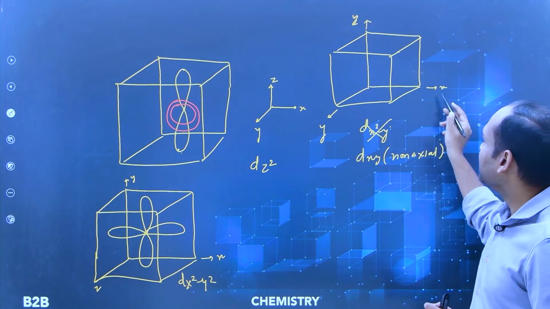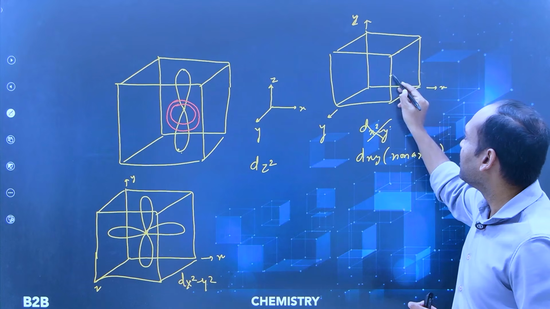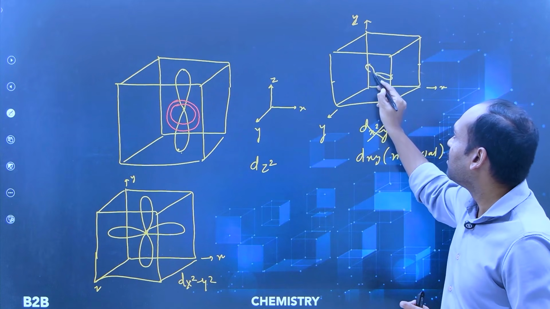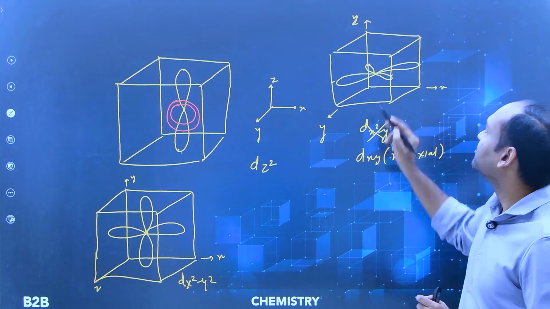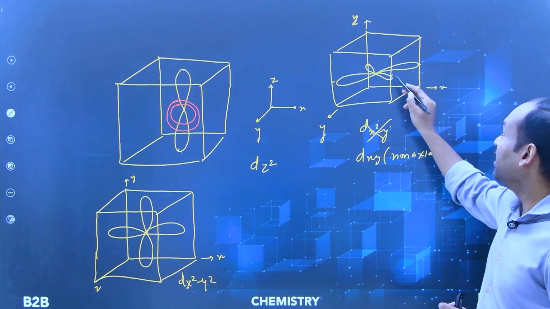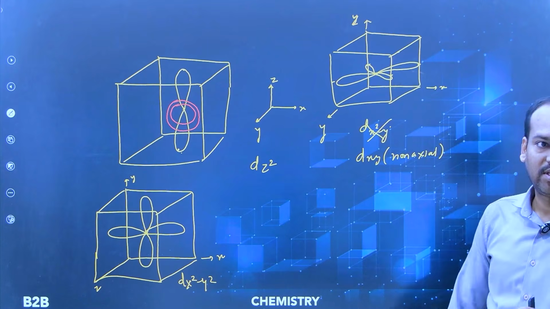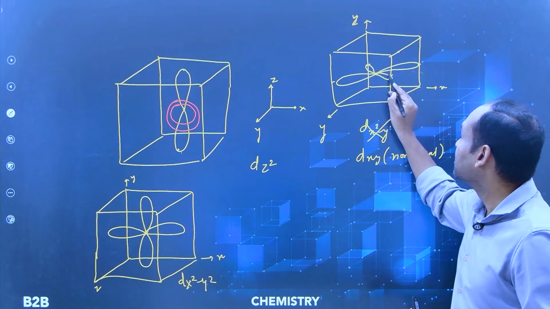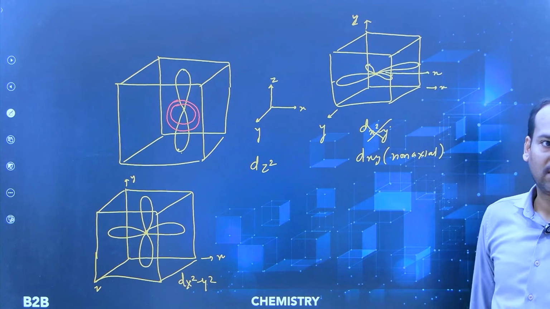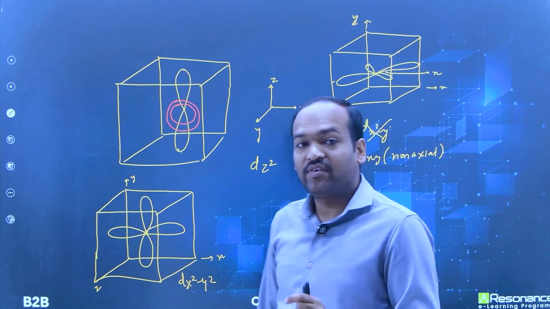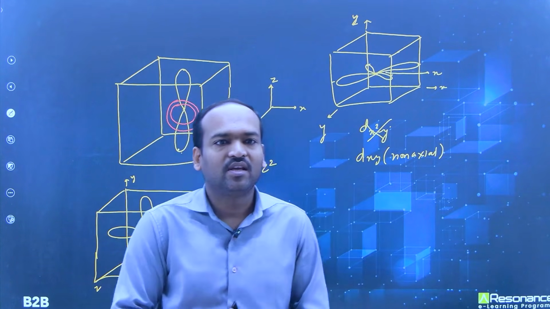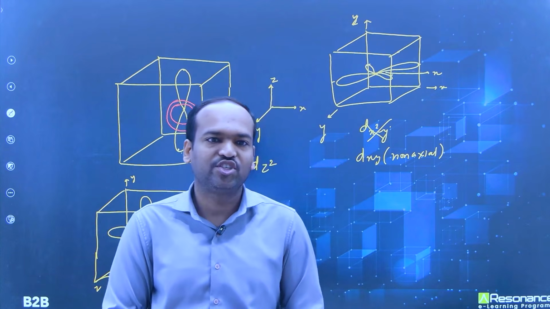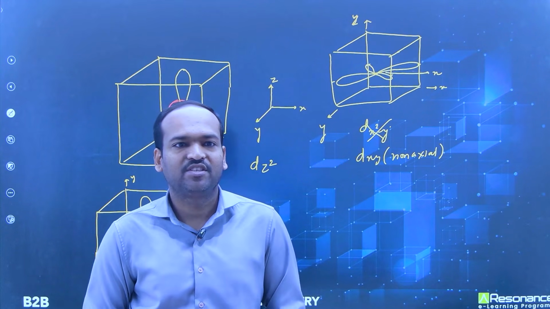Non-axial will touch at the edge center. Here, one. This is our dxy non-axial. It is not along the axis, it is in between the axis, because the axis is this, this is the x-axis. Along the axis or in between the axis? In between the axis. Okay, how many edges are present in the cube? 12, right?